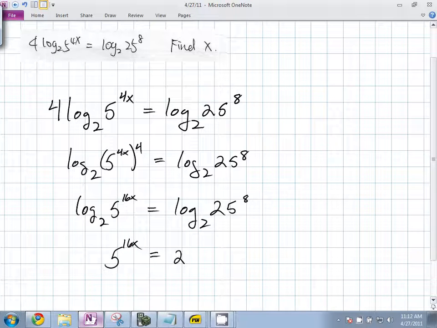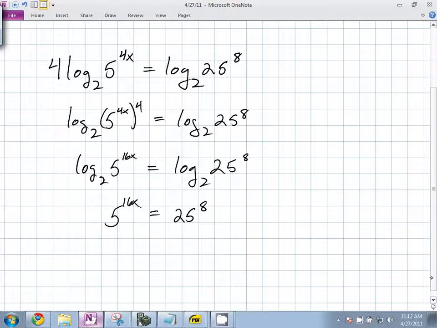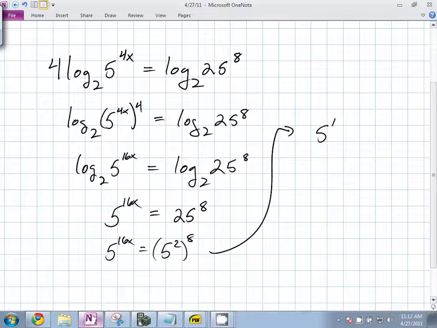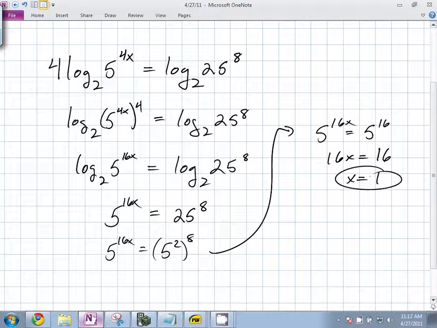Yeah, exactly. Now, I just wanted to get rid of the logarithm. That's what get rid of it. So now, what is 25? Powers of powers. So therefore, 16x has to equal. So x equals. Bingo! Lots of different ways to do this.